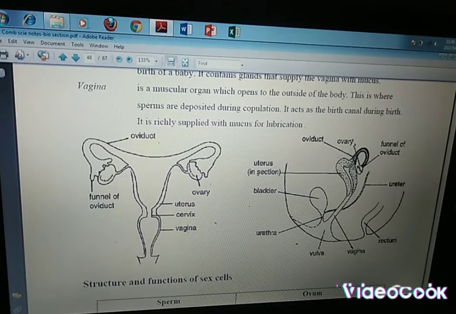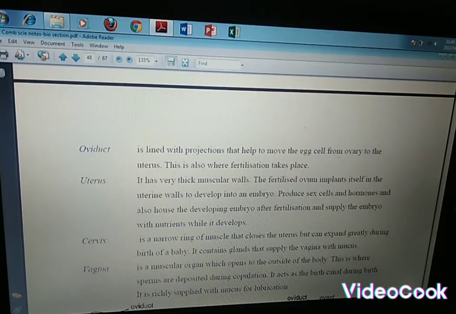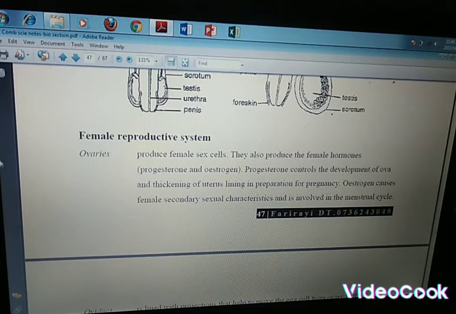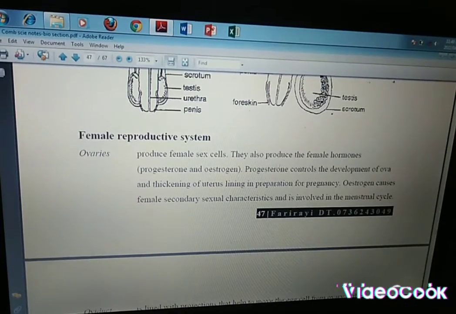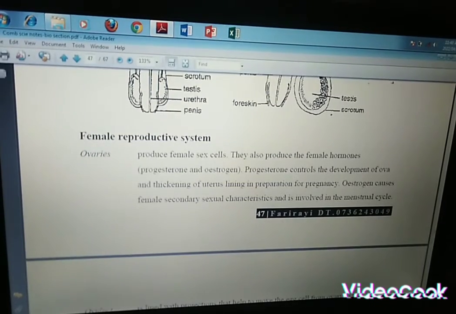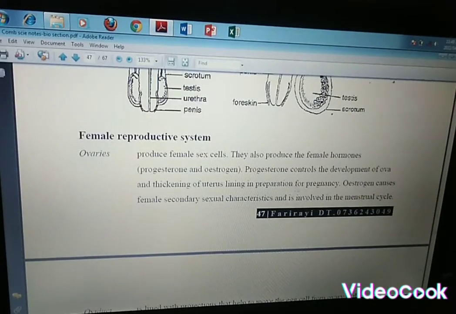So what are the functions of all these things that I've mentioned? Let's start off with the ovaries. So what do the ovaries do? They produce female sex cells, and they also produce the female hormones, which are progesterone and estrogen. The progesterone controls the development of ova, which is the egg. Ova is just a female egg, and also the thickening of the uterus lining in preparation for pregnancy.